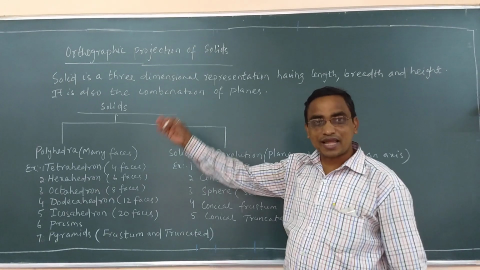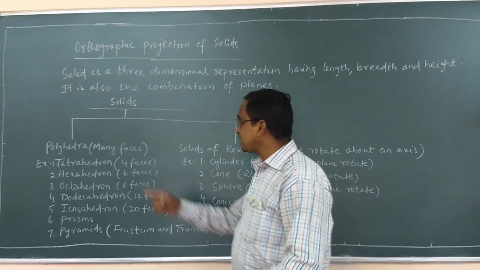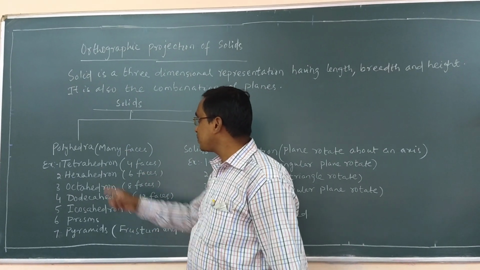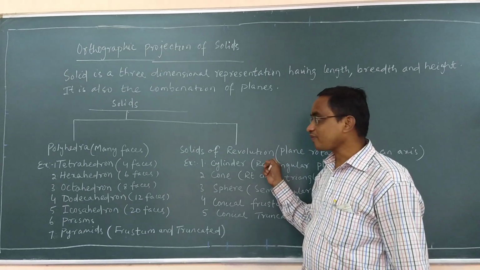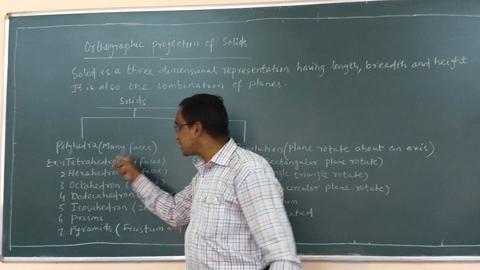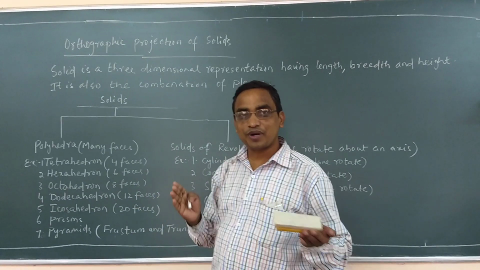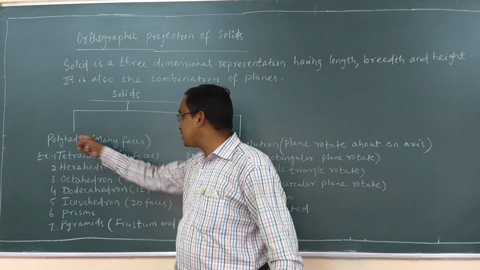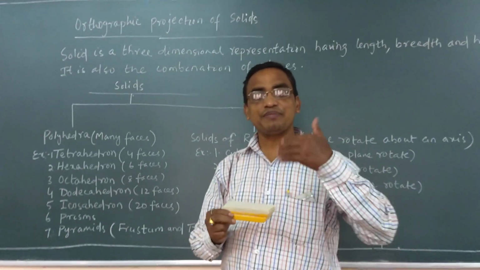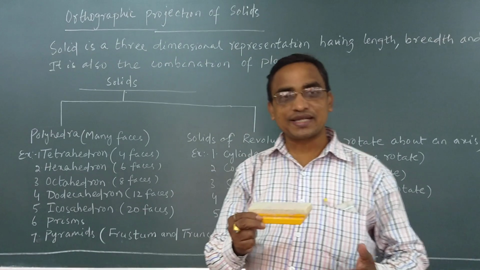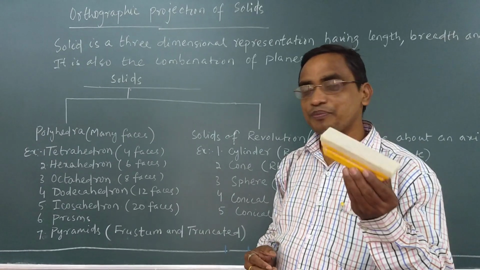So what are the various types of solids? Basically, solids are of two types. One is polyhedra, the second one is solids of revolution. Polyhedra is a combination of two words, poly and hedra. Poly means many, hedra means faces. If the solid is bounded by many faces, it is called polyhedra.